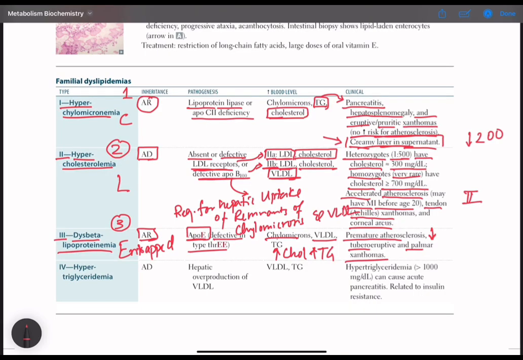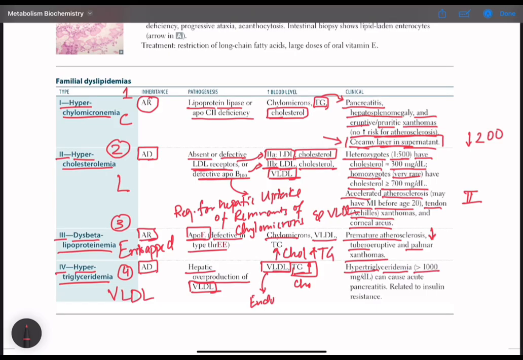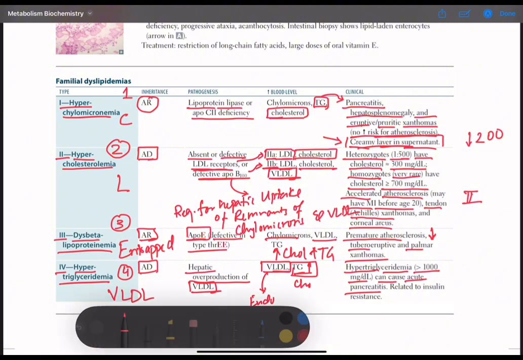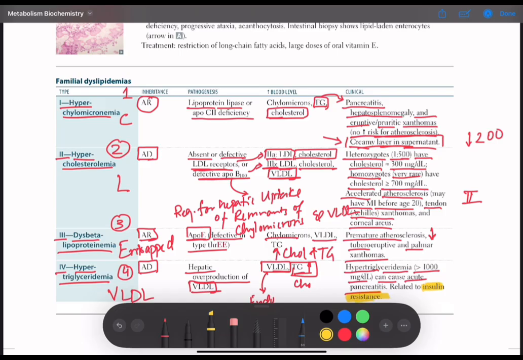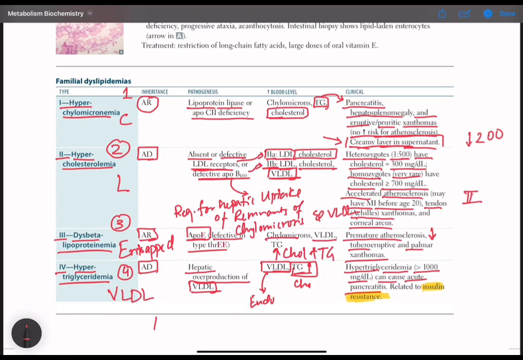Then we have type 4, also known as hypertriglyceridemia. Since it is an even number, 4, it follows the inheritance pattern of autosomal dominant, and V for VLDL, clever. The main pathogenesis is that in these individuals there is hepatic overproduction of VLDL. VLDL is the main endogenous transporter of hepatic triglycerides as well as cholesterol, but the levels of triglycerides are very high. So these patients can experience hypertriglyceridemia greater than 1000 milligram per deciliter and can cause acute pancreatitis. Another key thing to remember about type 4 is that it is also related to insulin resistance. It is a high yield tie over here. When the high levels of TGs exceed 1000 milligram per deciliter, it causes acute pancreatitis.